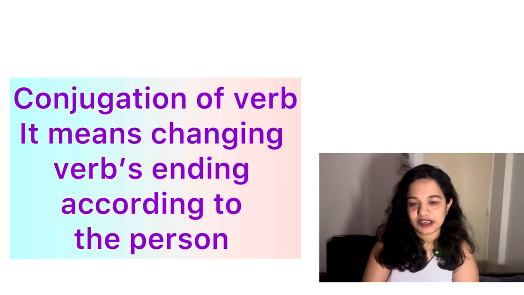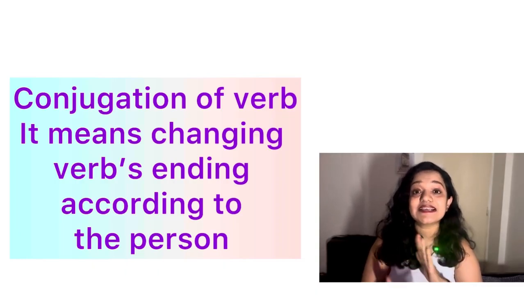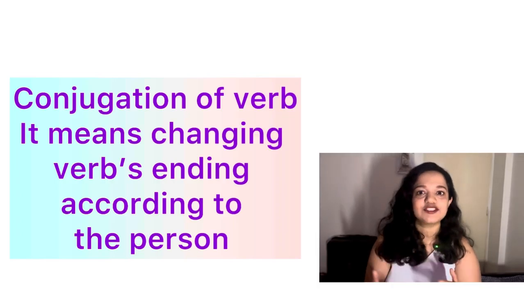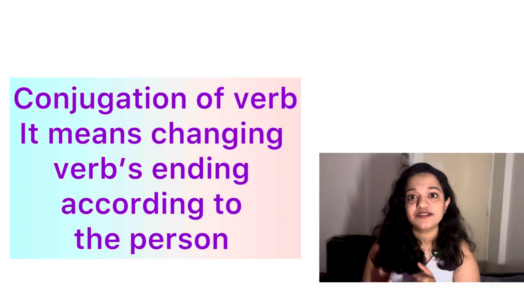Now we have the helping verbs. There are two helping verbs in the German language which you must know no matter what. The first one is haben, which means to have. Okay, try to understand. There is a concept called conjugation of verb in German language. It means changing of a verb according to the person. This is exactly what we do in the Indian regional languages. We don't do that much in English, but in Indian regional languages we do that.